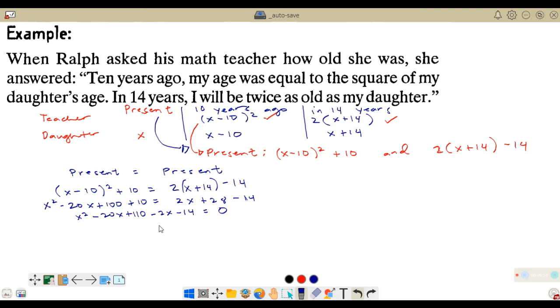Now, let's combine like terms. This is still x squared. And then negative 20 minus 2x is negative 22x. And then 110 minus 14 is 96. Plus 96 is equal to 0.